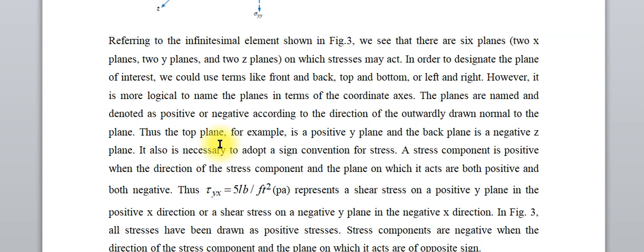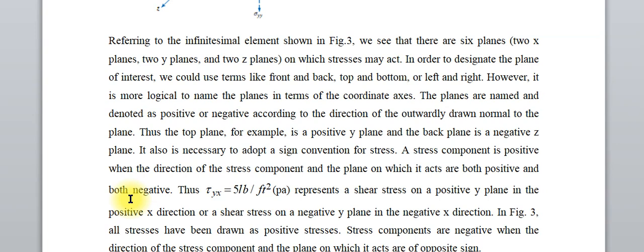So the planes are named and denoted as positive or negative according to the direction of the outward normal to the plane. Thus, the top plane, for example, is a positive y plane, and the back plane is a negative z plane. It is also necessary to adopt a sign convention for stresses. A stress component is positive. Remember, this is very important. A stress will be positive when the direction of the stress component and the plane on which it acts are both positive or both negative.